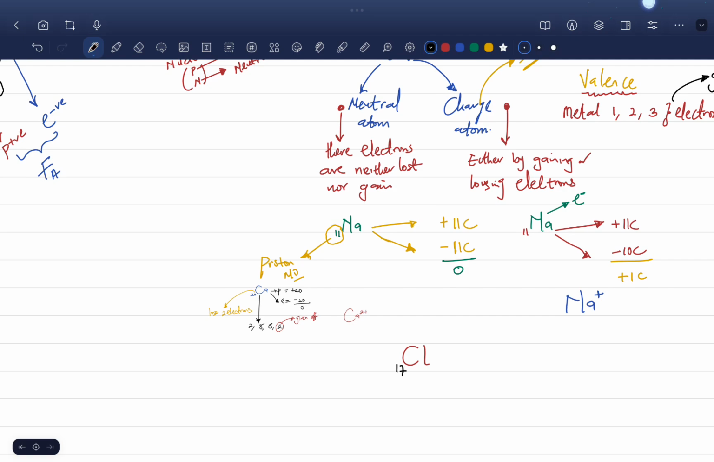You will agree with me that chlorine has 17 protons, and the protons in this case give us plus 17. Of course, the electrons are given to us as minus 17. In this way, we can take the summation of the charge, and it's going to be 0. Since the summation of the charge is 0, we can say that chlorine in this state is neutral.